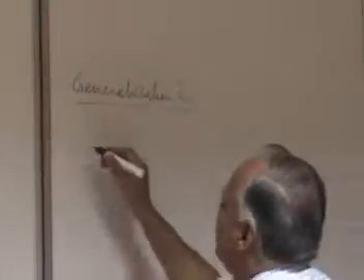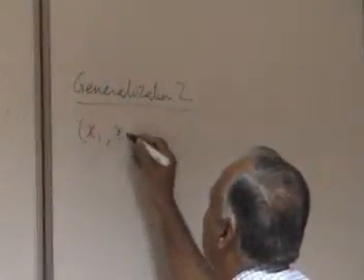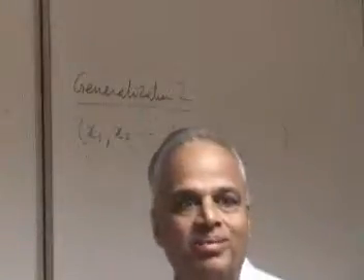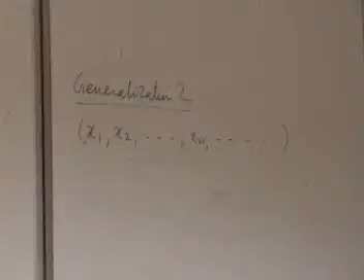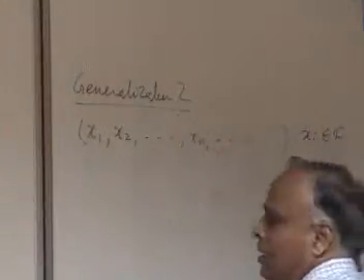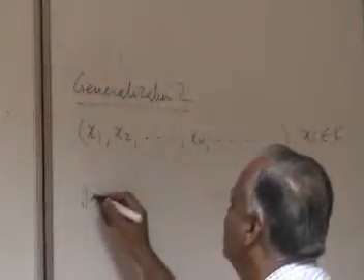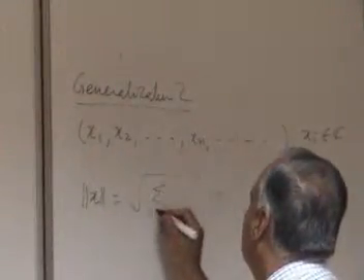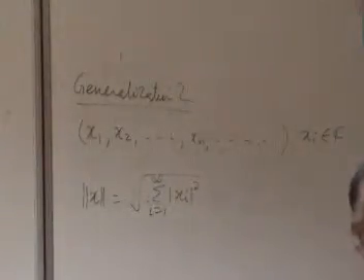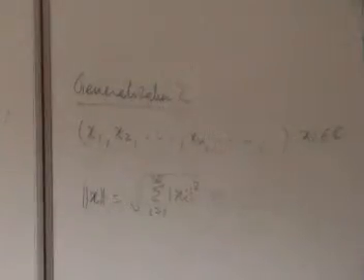Okay. So suppose I have x1, x2, etc., xn, etc. Instead of a finite number of components, you have an infinite number of components, xi belonging to C. Then I have to define the length of x to be the square root of the summation i equal to 1 to infinity of mod xi squared. But then I run into difficulty: how do I know the series converges? And therefore I will take only those vectors x.